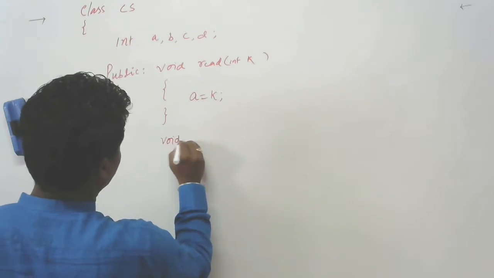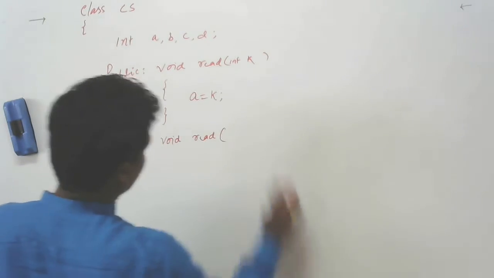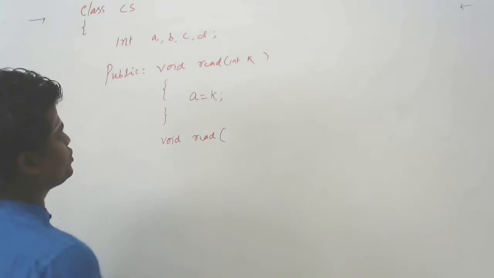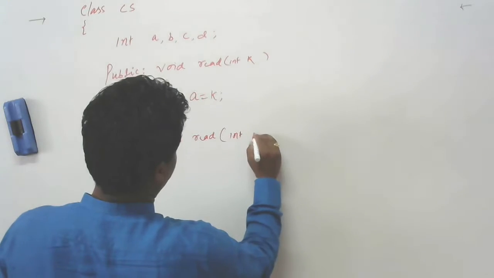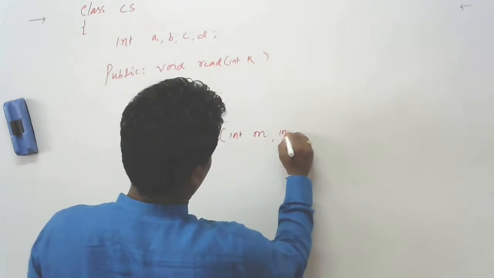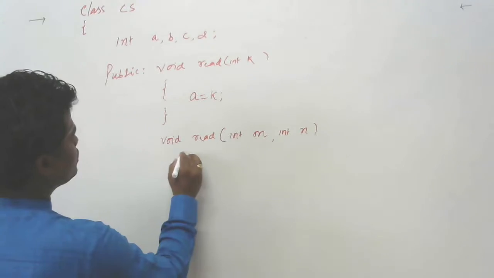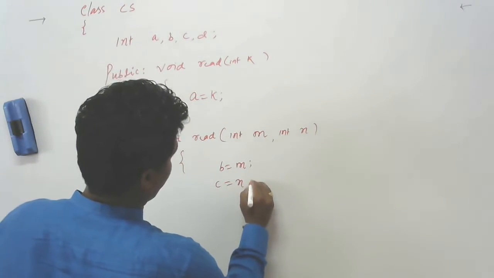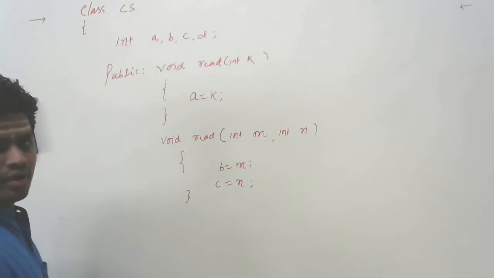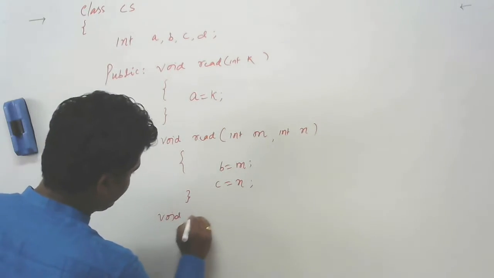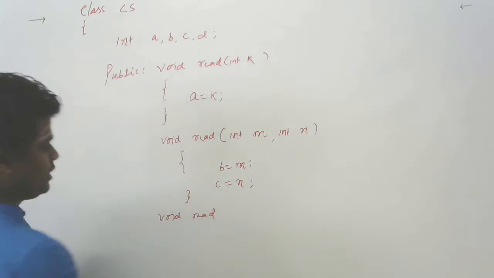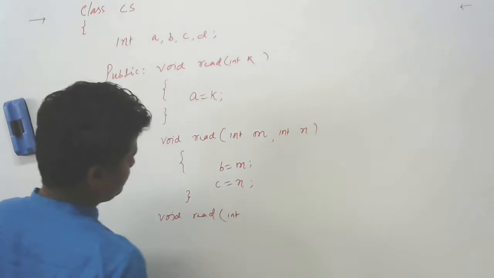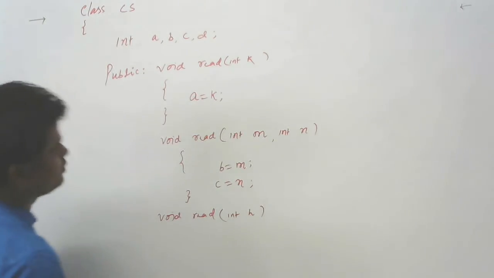Here, void read, because when you are explaining the function overloading concept, the name of the function is supposed to be the same. Here I will take int m, int n. So that value will be initialized to m, c value will be initialized to n. Close this. One more member function, void read. Here I will take int h.